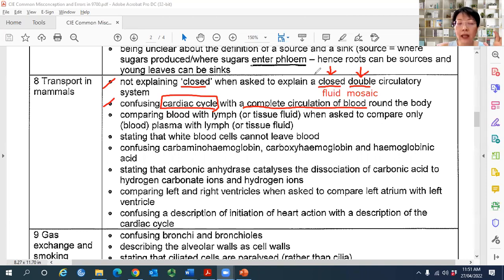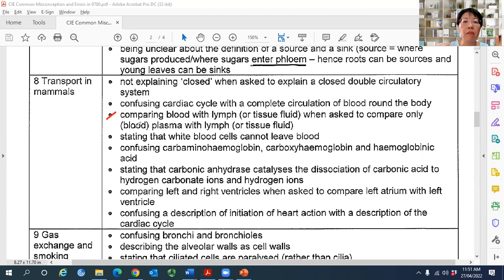So when you study biology, what did you learn under the cardiac cycle? These 4 steps, which is different from the complete circulation of the body, which includes the systemic circulation and the pulmonary circulation. Whatever name is given to a process, you need to know what process they are referring to.